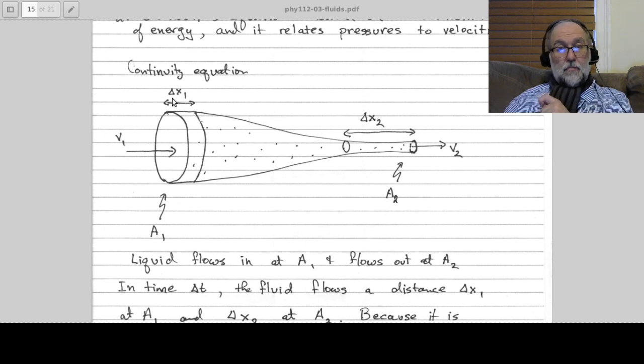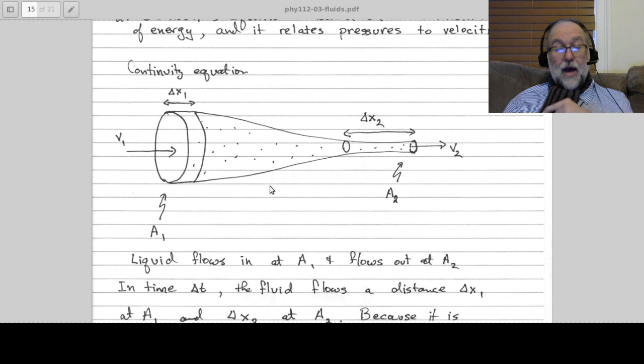At the same time, during that time interval delta t, at A2, the fluid will have traveled a distance delta x2. Now, the fluid going in must equal the fluid going out. The volume of the fluid going in must equal the volume of the fluid going out. So what's the volume of the fluid going in that time delta t? Well, the volume is going to be the cross-sectional area A1 multiplied by the height. Well, it's not height here because it's sideways, but multiplied by that delta x1. So the volume of the fluid going in is A1 times delta x1.